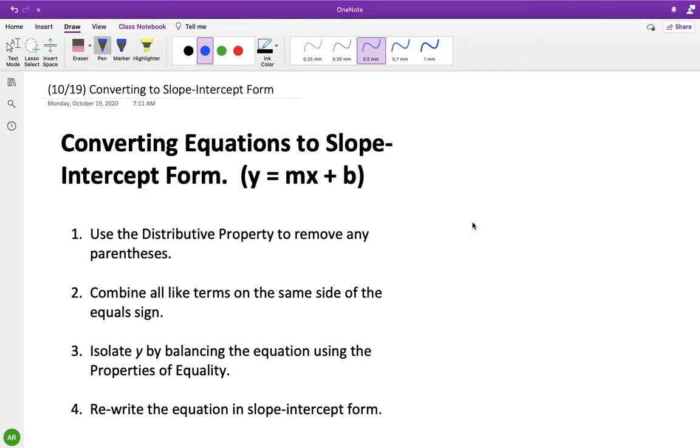Below that, write the date. If you have my class on Monday, it's the 19th of October. If you have me on Tuesday, it's the 20th of October. Okay, our first heading is converting equations to slope-intercept form.